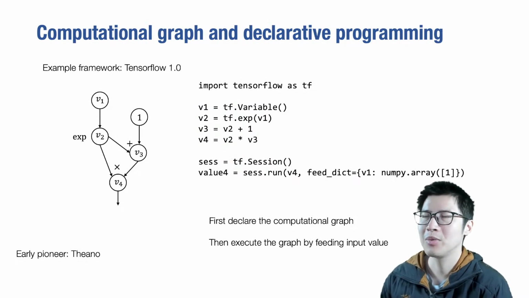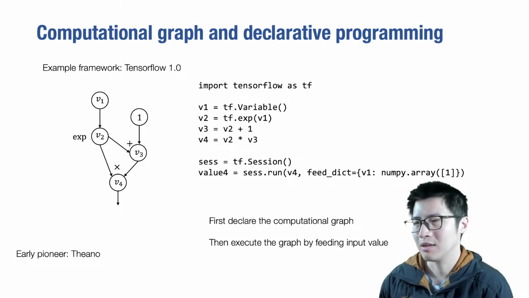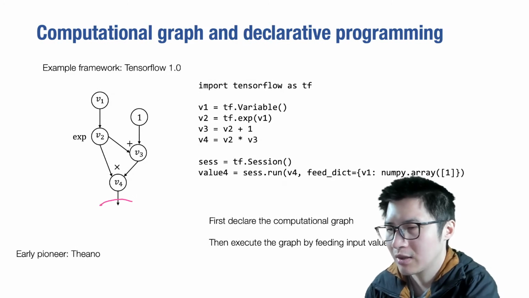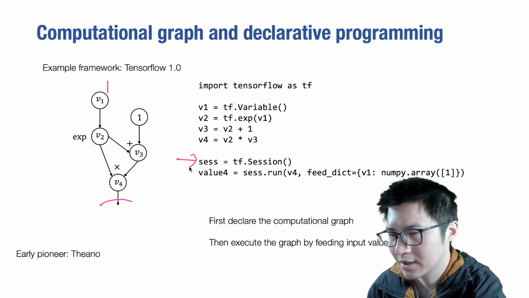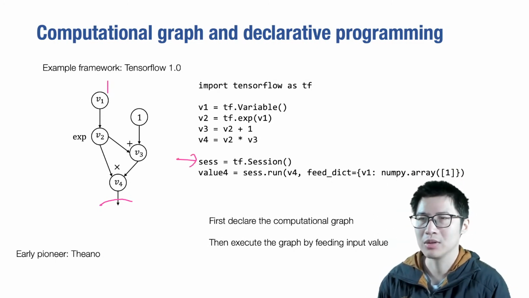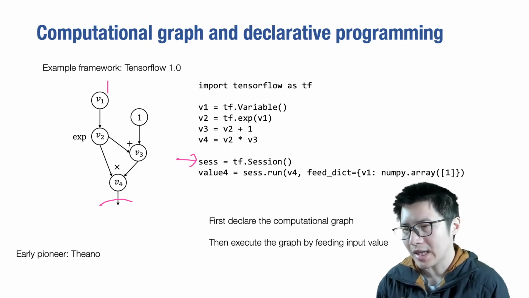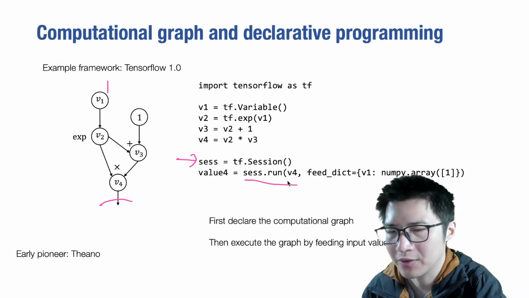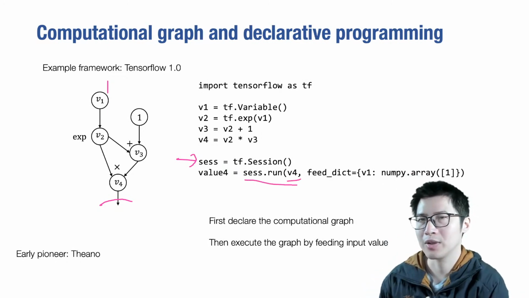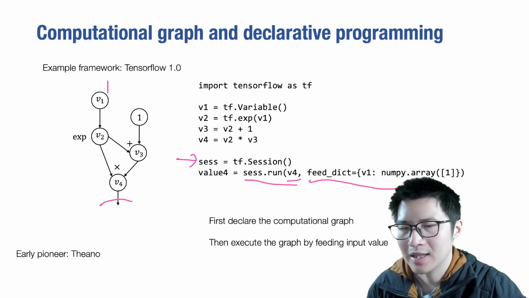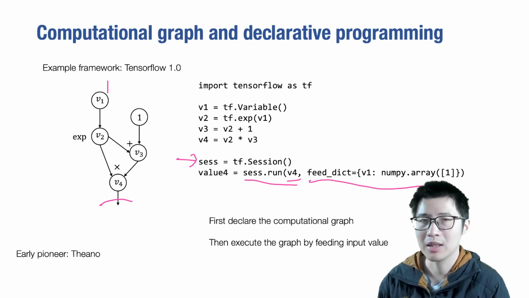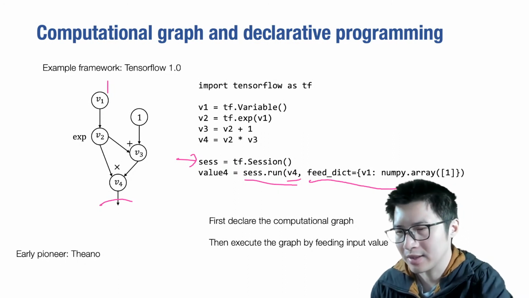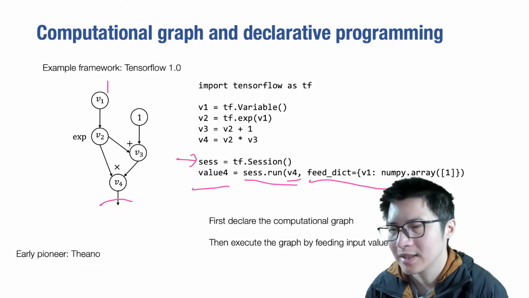So in order to really execute, we want to ask what is the value of v4 if v1 is 1. What you need to do is create a session that helps you send the execution command. And then you're going to say session.run v4, saying that, hey, I'm interested in the value of v4. And there's a feed dict that tells the system, okay, the value of v1 here should be 1. And then after you run this session, you will get the value of v4 back in here. Okay.